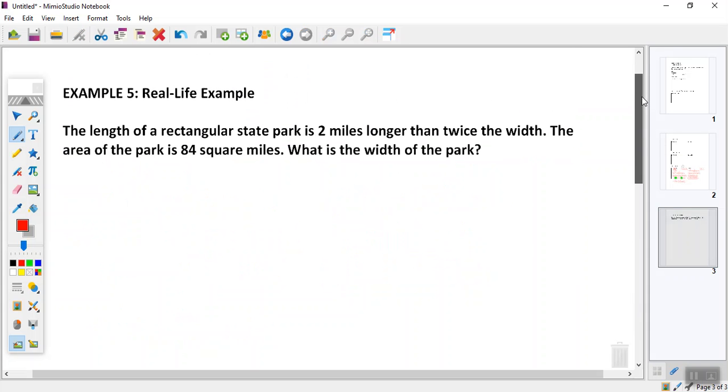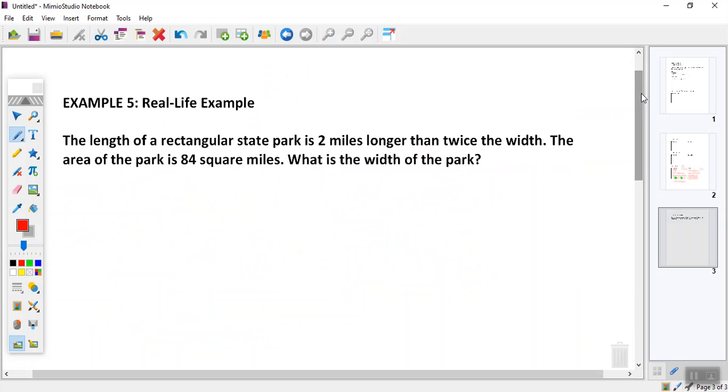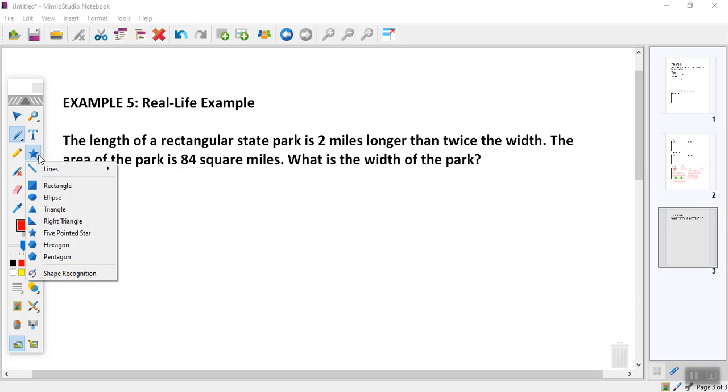Last example. You gonna volunteer to read this for me? The length of a rectangular skate park is 2 miles longer than twice the width. The area of the park is 84 square miles. What is the width of the park? Okay, so first of all, what shape, kids? Rectangle. Rectangular. Let's draw this.